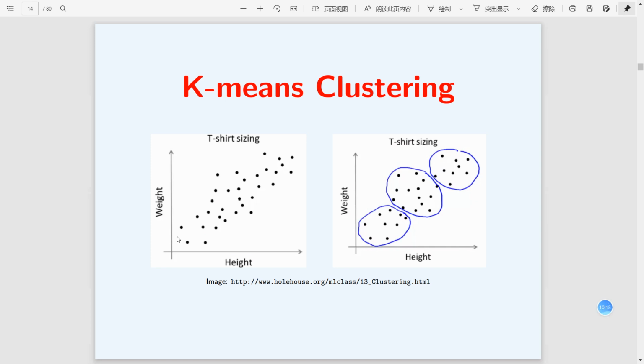Common sense is if we have young children with little weight, we buy a baby T-shirt. If it's an adult, very tall and heavy, they will buy a large size. So this is common sense. Then we group them into different groups: small, medium, and large in this case. So what can this do for us? Given a person who is not in the data set, we will know approximately what kind of T-shirt is better for them.